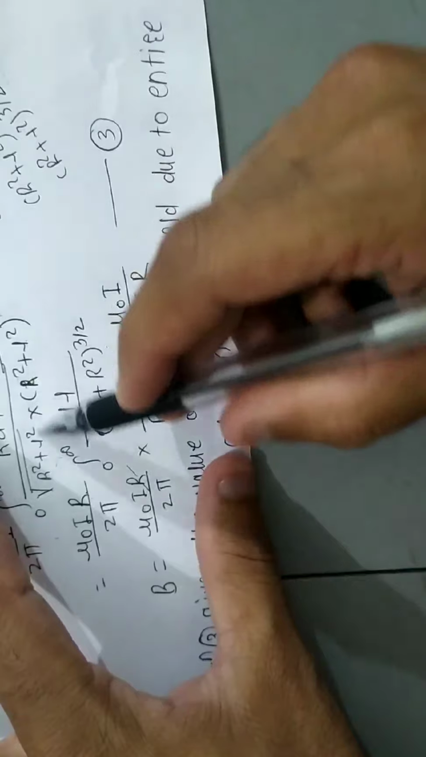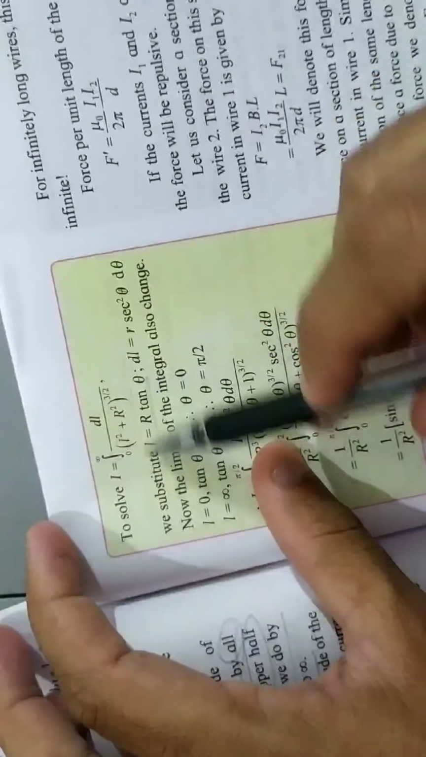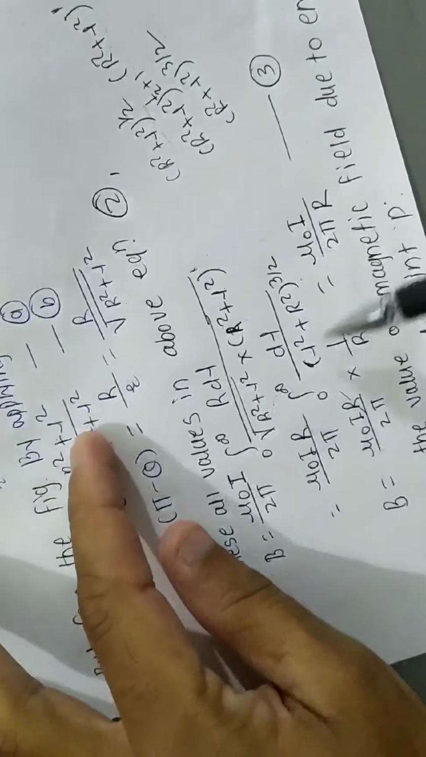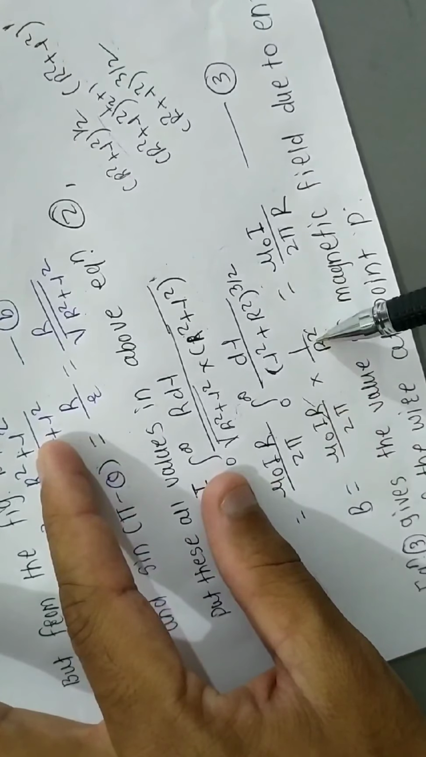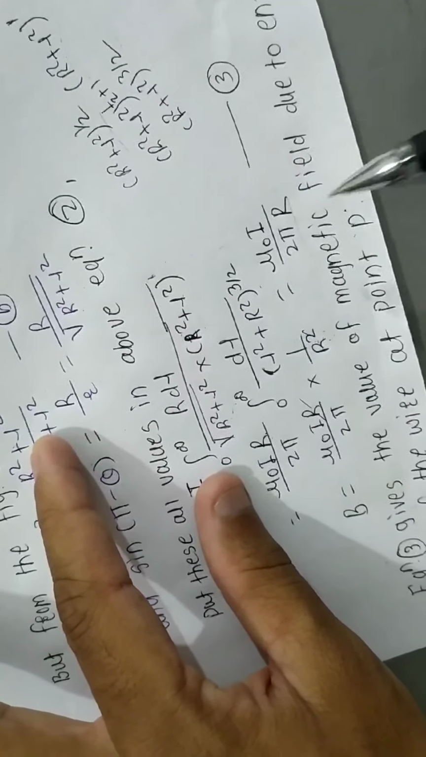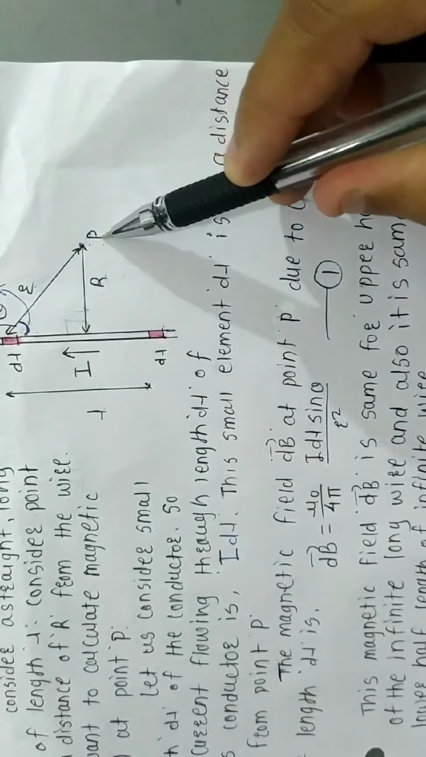If you solve this complete integration term, the explanation is given in the book. If you solve this complete term by using the rules of integration, then the answer will be 1 by R square. So we can directly put the value of this integration term as 1 by R square. So R will be cancelled from the numerator and denominator. The remaining term will be mu naught I upon 2 pi R. This equation gives the magnetic field produced by the entire length of the wire at point P.